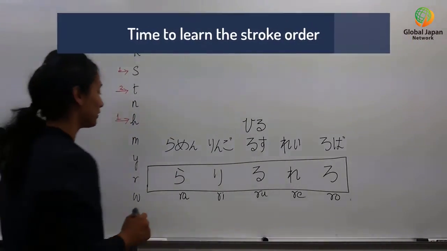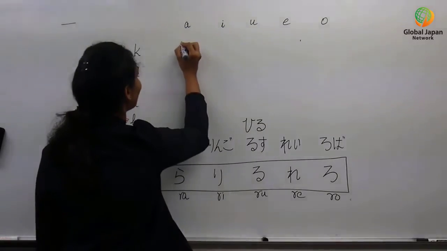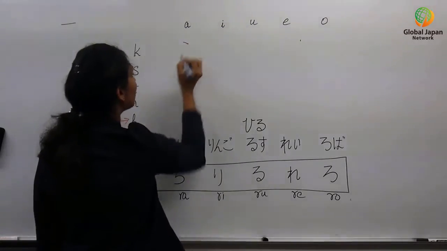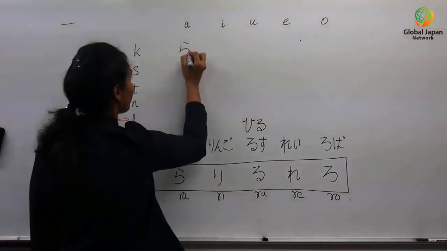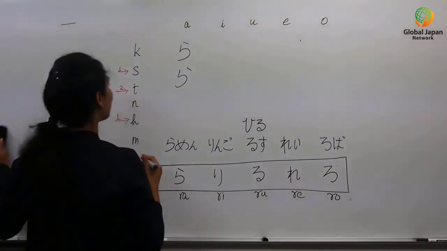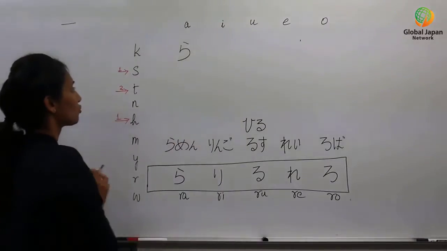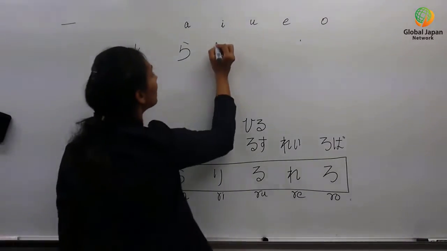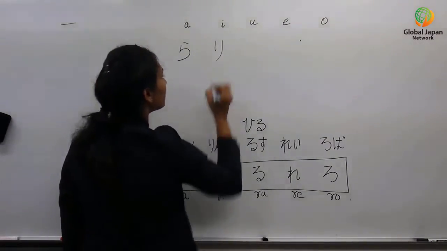Getting into the stroke order. Ra. Notice the line here comes first and then followed by this character. It's not this way. It's wrong to write it this way, technically speaking, if you have to go by the stroke order. Re.